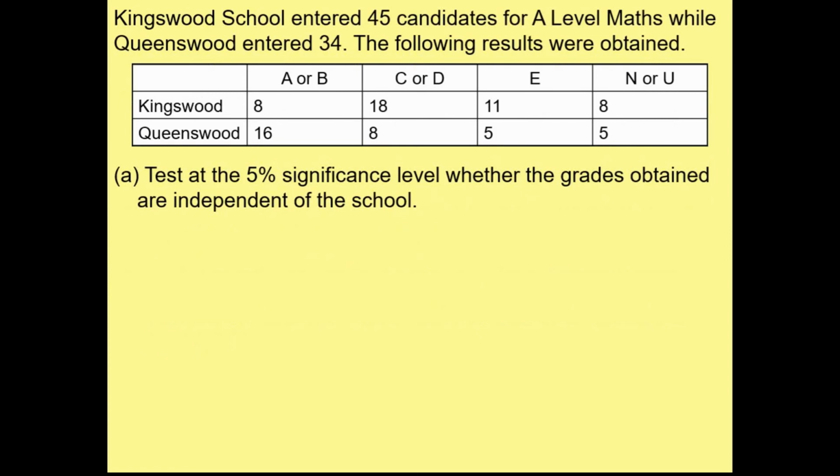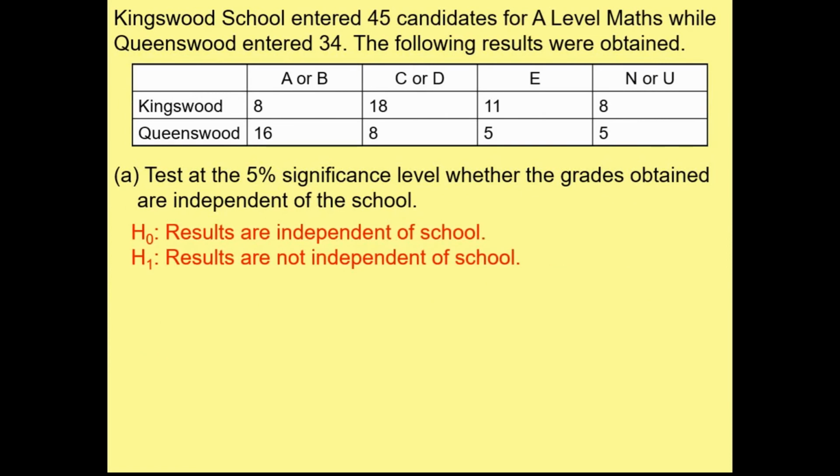Okay, so for this one, the null hypothesis and alternative hypothesis are similar to before. As always, the null hypothesis is that they are independent. We can work out our expected values in the same way, which was total column times total row over the grand total for each one. You should get those values there, and we can add those up to get our test statistic.